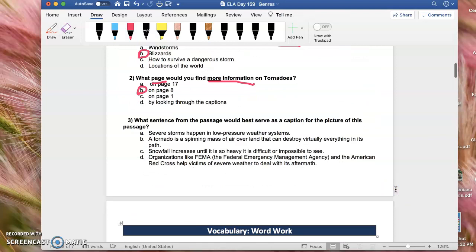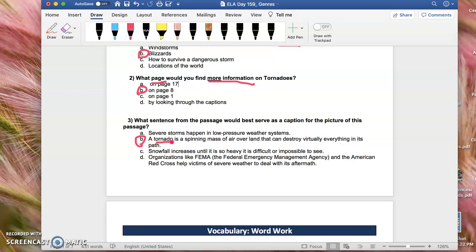Let's continue. Number 3. It says, what sentence from the passage will best serve as a caption for the picture of this passage? And so, I know that the picture is a picture of a tornado. And so which one would be most reasonable to have as a caption? Since the picture is of a tornado, I know that B would be the best caption for this picture, okay? Because it's talking about a tornado and what it looks like and what it does.